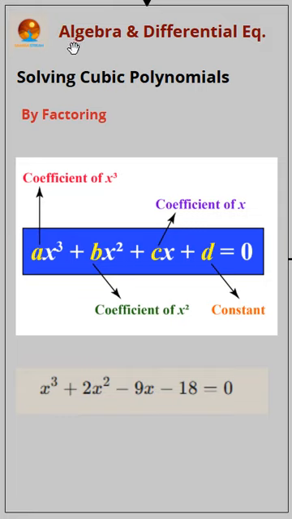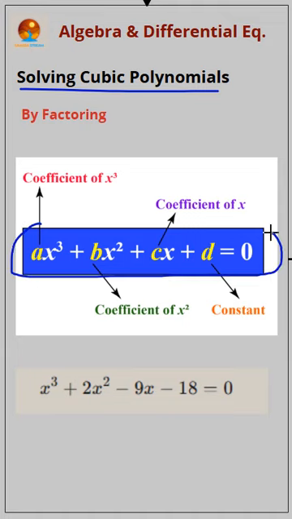We are going to study algebra and differential equations today. So our first topic here is solving cubic polynomials. You can see this is an example of a cubic polynomial. Here the maximum degree of the variable x is 3, and this is the standard form of the cubic polynomial.